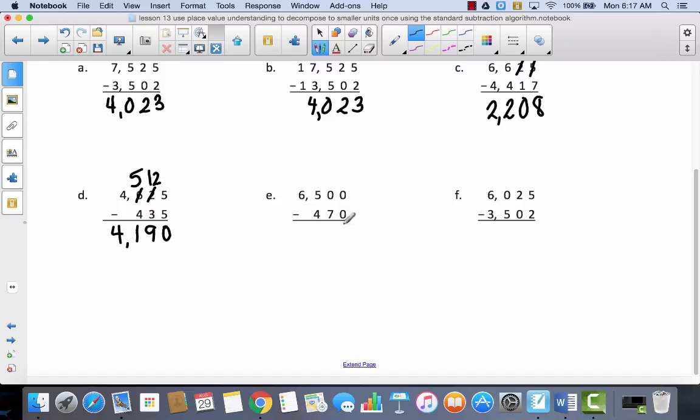Okay, so let's take a look at E. Are we ready to subtract in the ones? Yes. Are we ready to subtract in the tens? No. So I'm going to come to the hundreds, and I'm going to unbundle one of these hundreds, and that's going to leave 4 hundreds. I'm going to take that 100 and move it to the tens place. So now I have 10 tens. Am I ready to subtract in the hundreds place now? Yes. And in the thousands place now?